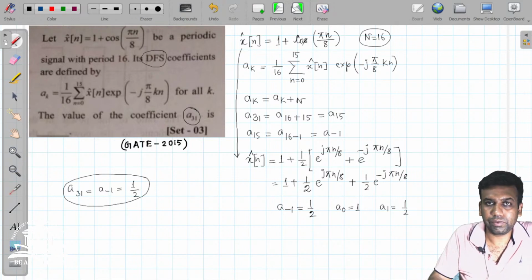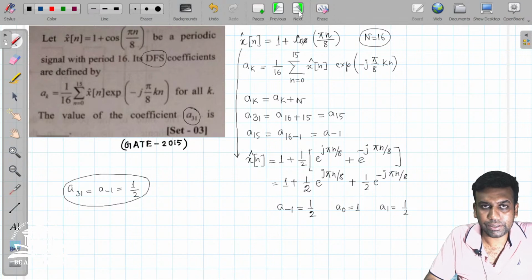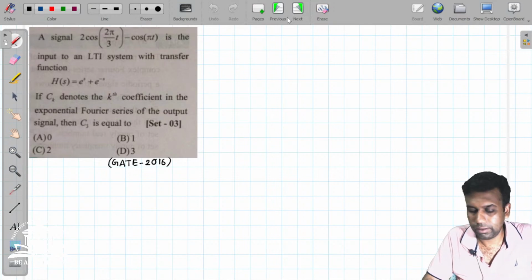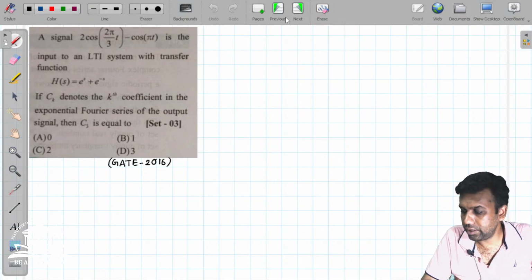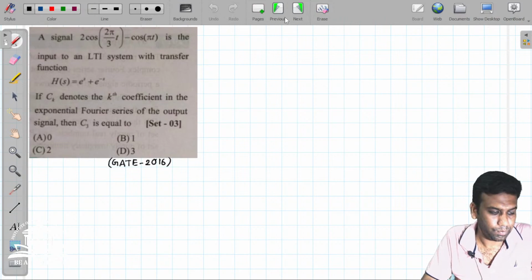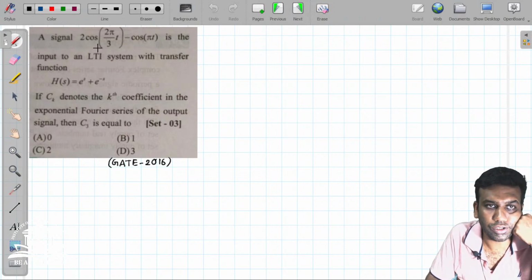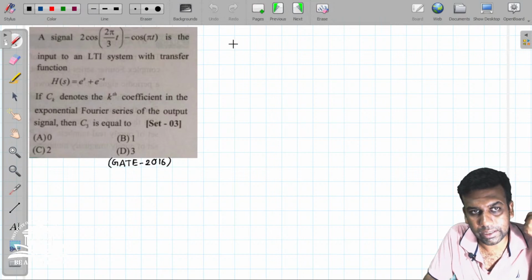Now let us move to the next question. This is the question, and it is of 2016. You can see the question. Here it is written, a signal 2 cos 2 pi by 3 into t. So what is the signal given? Let us write the signal.